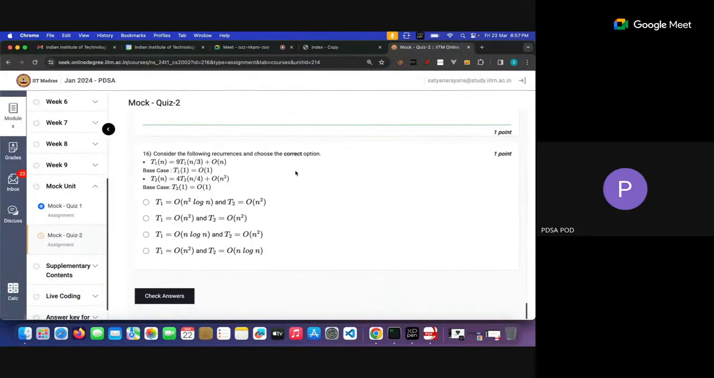This last question is the recurrence tree creation. That is recurrence tree creation. There are two different recursions given.